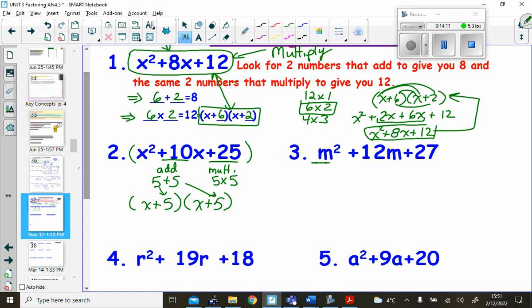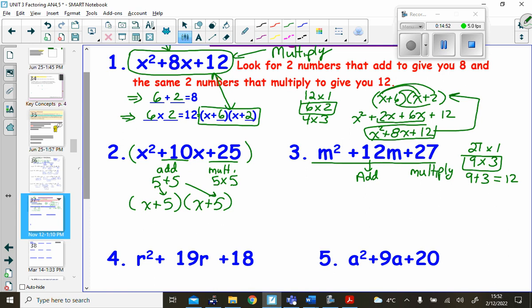Trying to factor this trinomial. What multiplies to give 27? What adds to give 12? Start with the factors of 27. 27 and 1. 9 times 3. 3 times 9, so back to the same. 9 times 3 is 27, and 9 plus 3 is 12. So 9 and 3 are the two numbers.